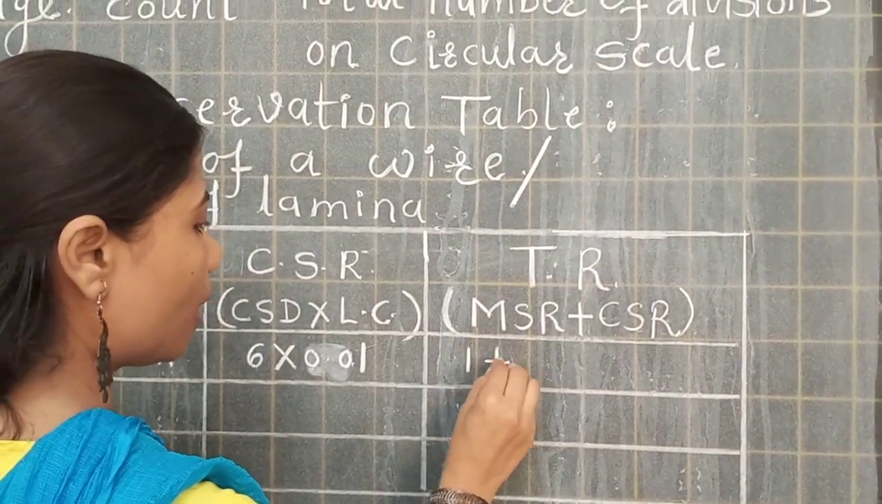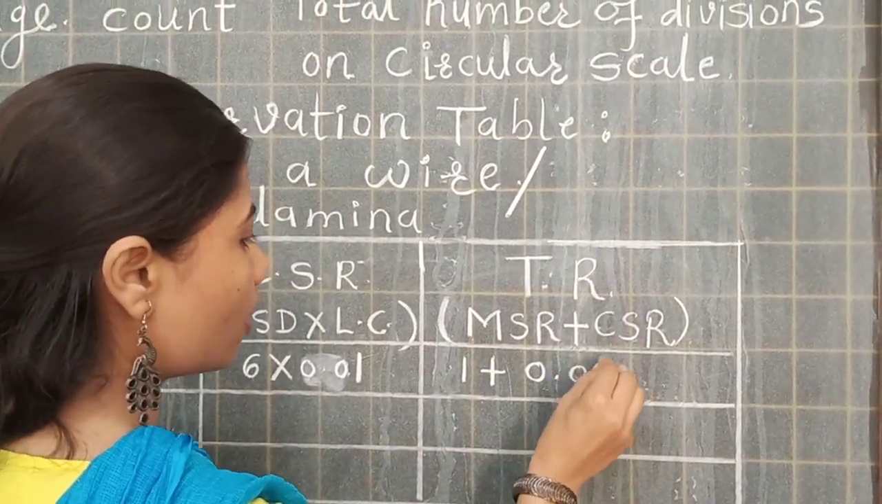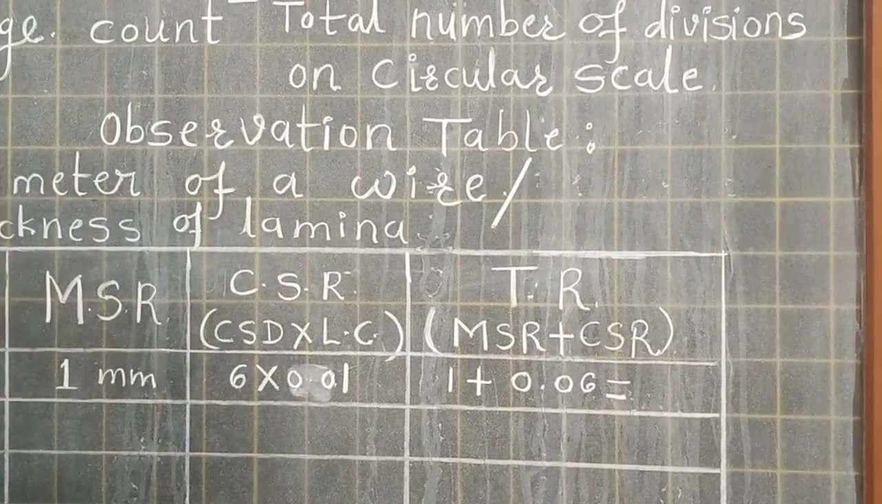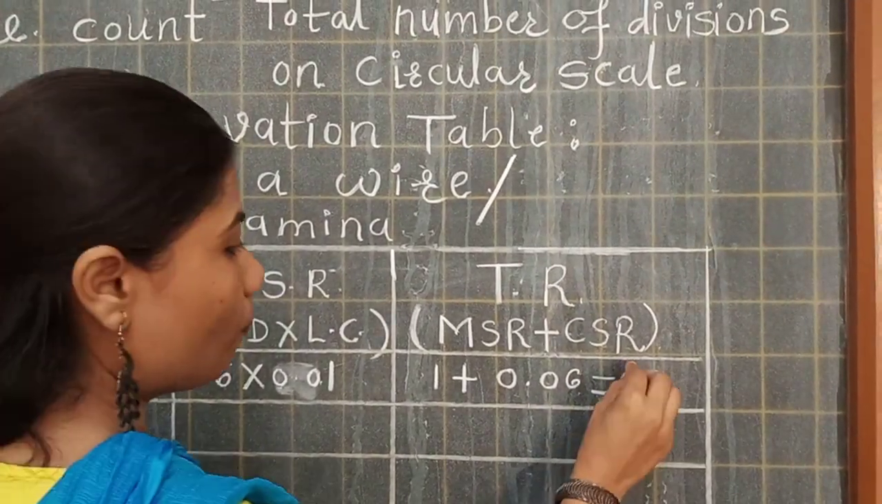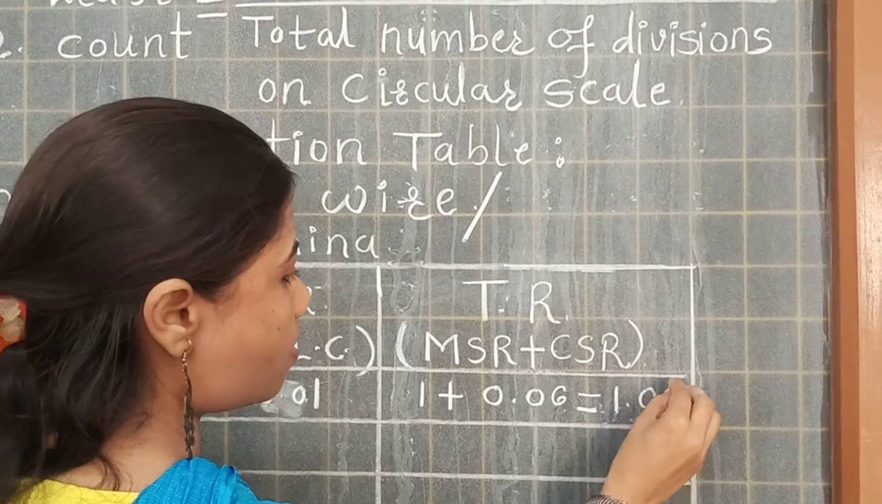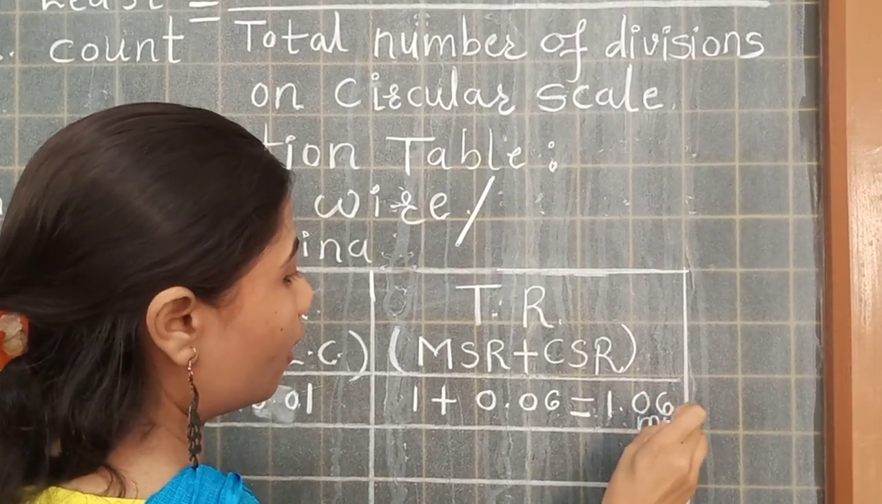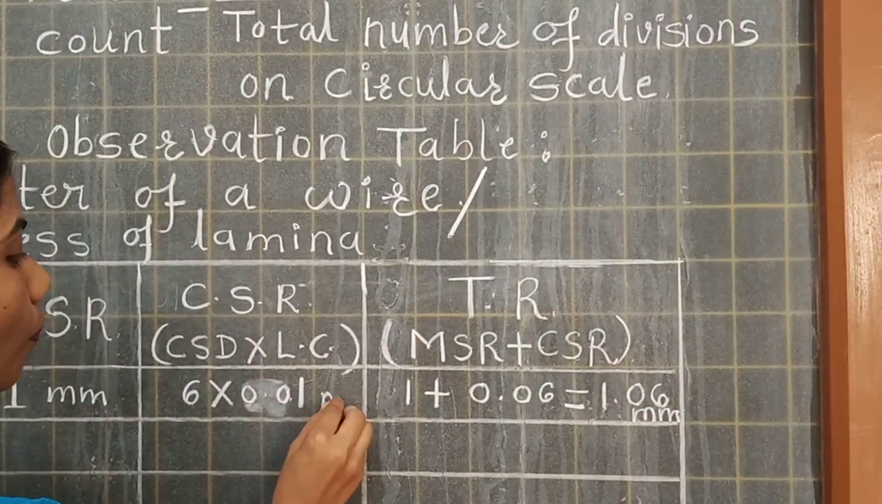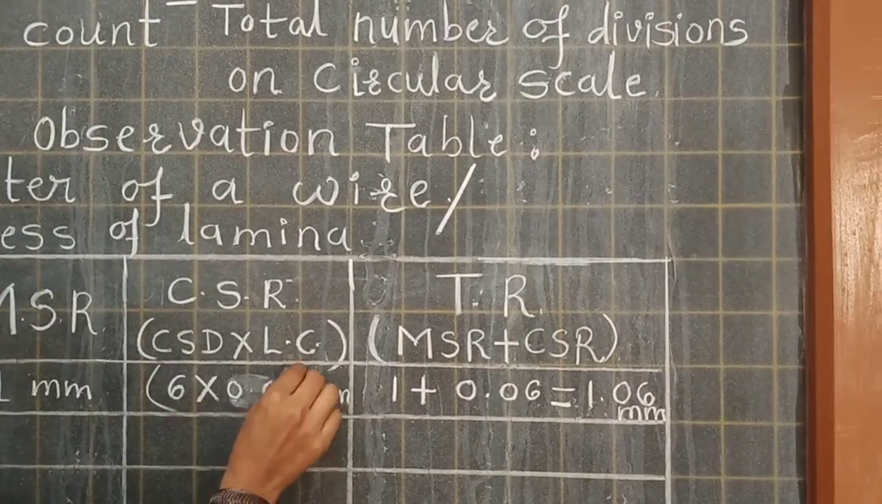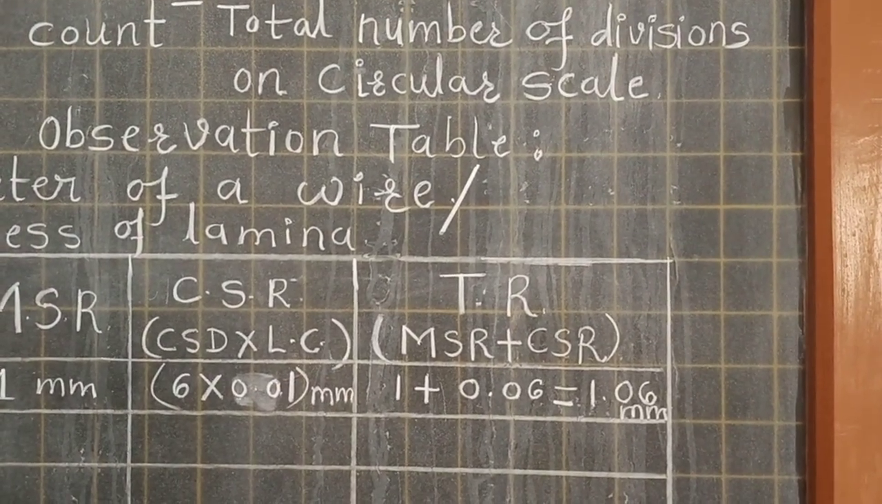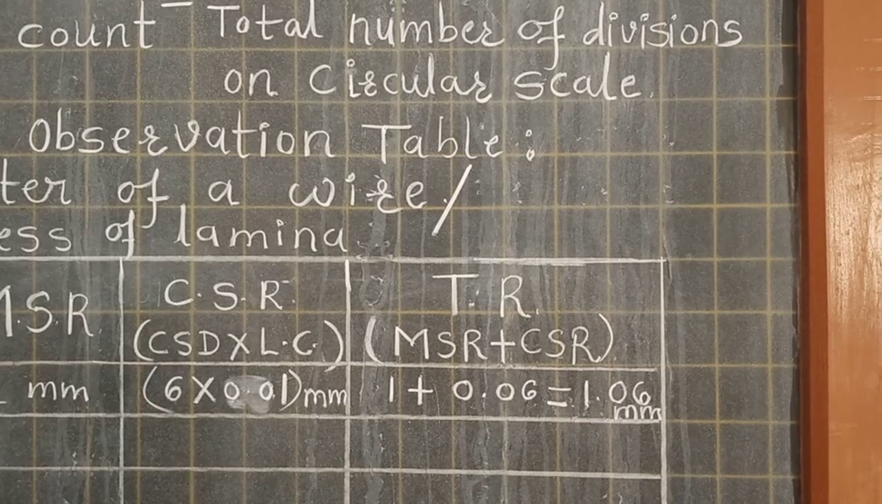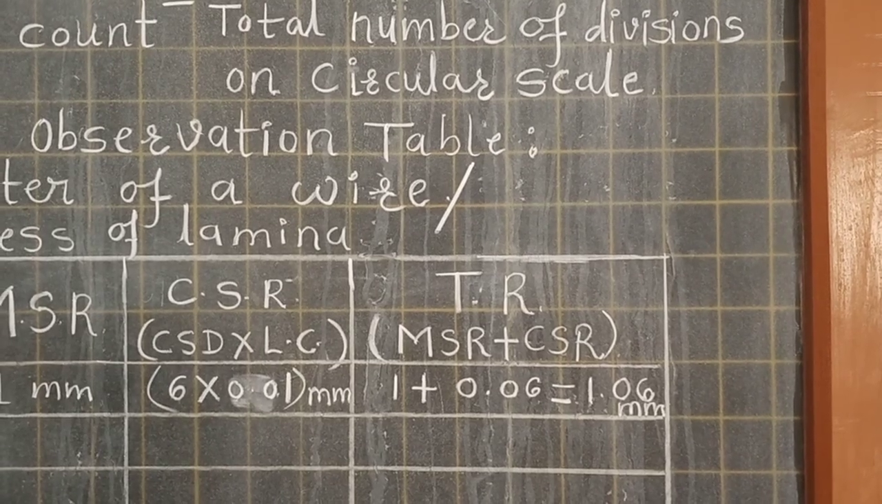So therefore this 6 is going to be multiplied by this 0.01, and thereby your final reading is 1 plus 0.06, and therefore the total reading will be 1.06 millimeter. The reading should be in proper units. Okay, so therefore you will get the correct reading of this wire or the thickness of this lamina.